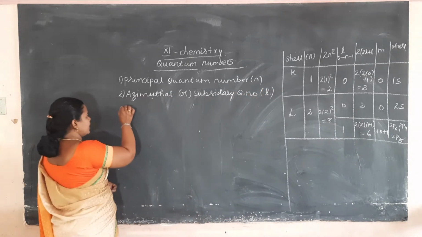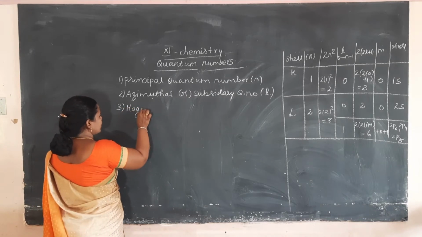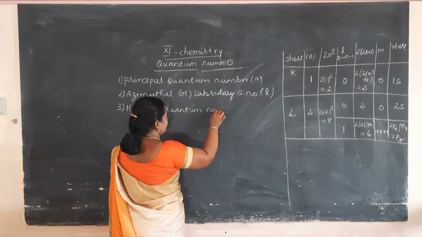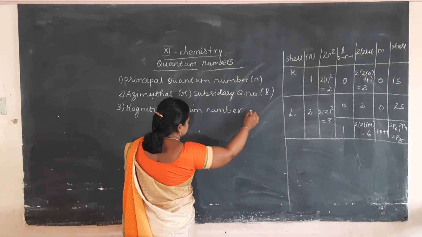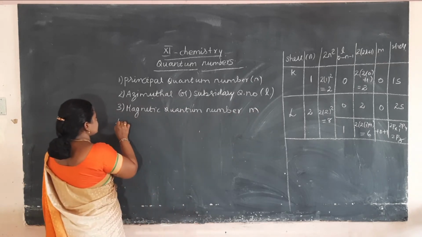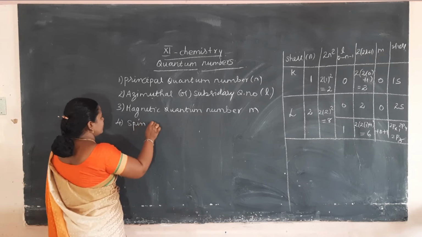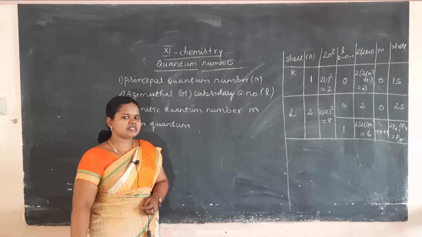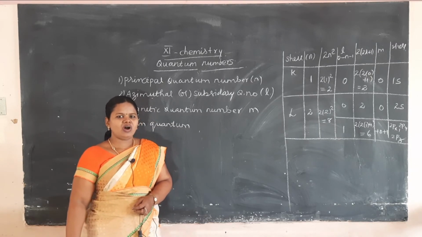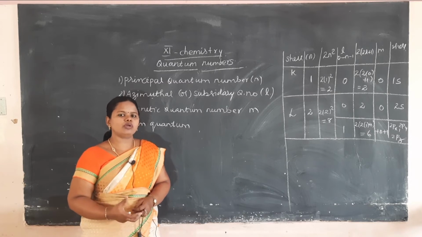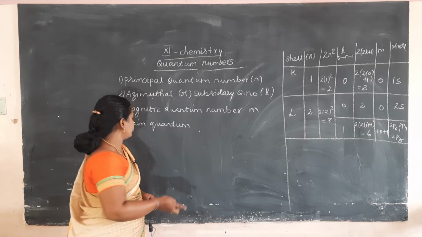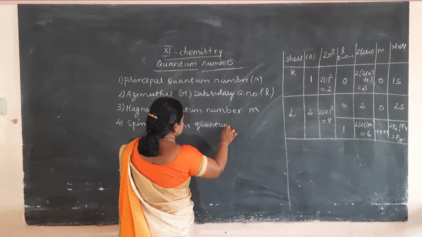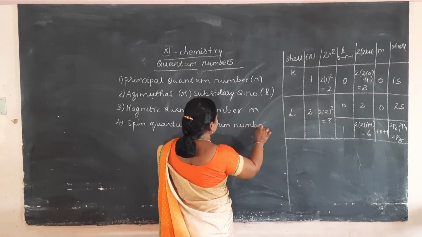Then the magnetic quantum number m. Then the spin quantum number, which is represented by the letter s. So these are the 4 types of quantum number that determine the position of an electron in an atom, and these quantum numbers will explain the filling up of electrons in an atom. We'll learn each quantum number in detail.